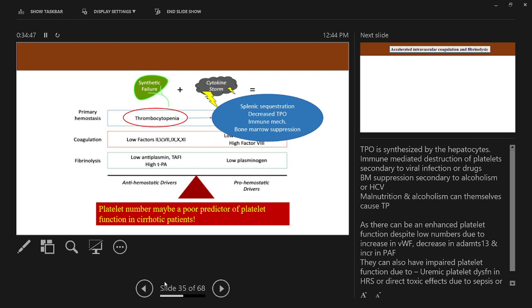Also, there are certain places where there is impaired platelet function in these patients, because these patients can progress to HRS, where there is uremic platelet dysfunction, or these patients can have underlying sepsis on top of cirrhosis, which also leads to direct toxic injury to platelets.